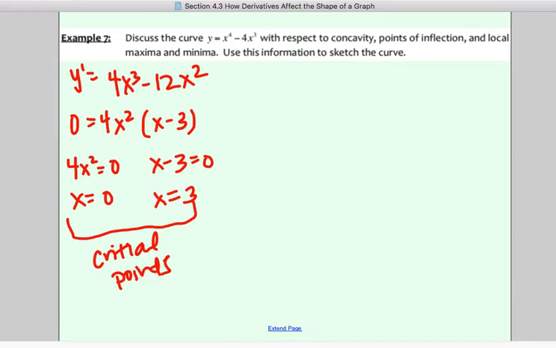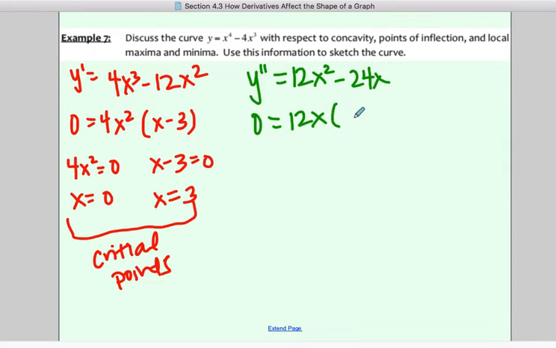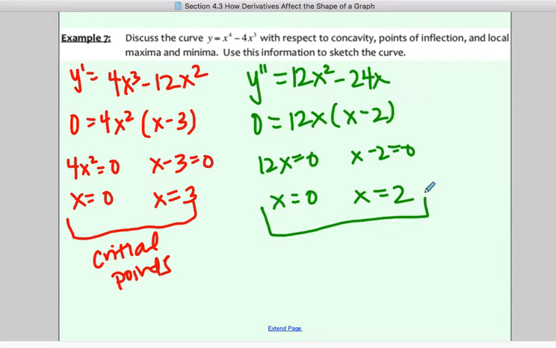Now, since we want to know about concavity, we're going to need our second derivative. So y double prime would be 12x squared minus 24x. And then we're going to set that equal to 0. When we set our second derivative equal to 0, that helps us find our inflection points. So now I have 12x equals 0 and x minus 2 equals 0. So x equals 0 and x equals 2. These are inflection points.